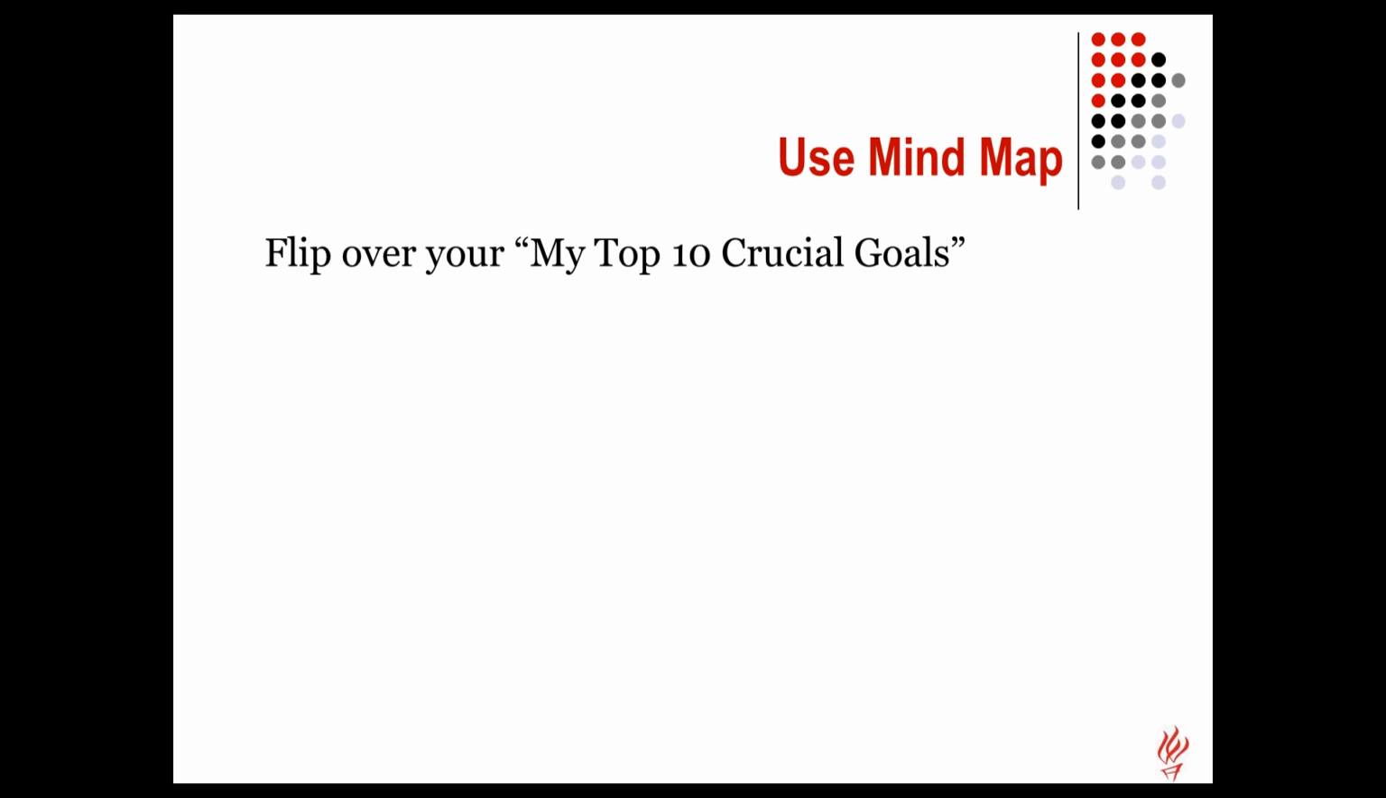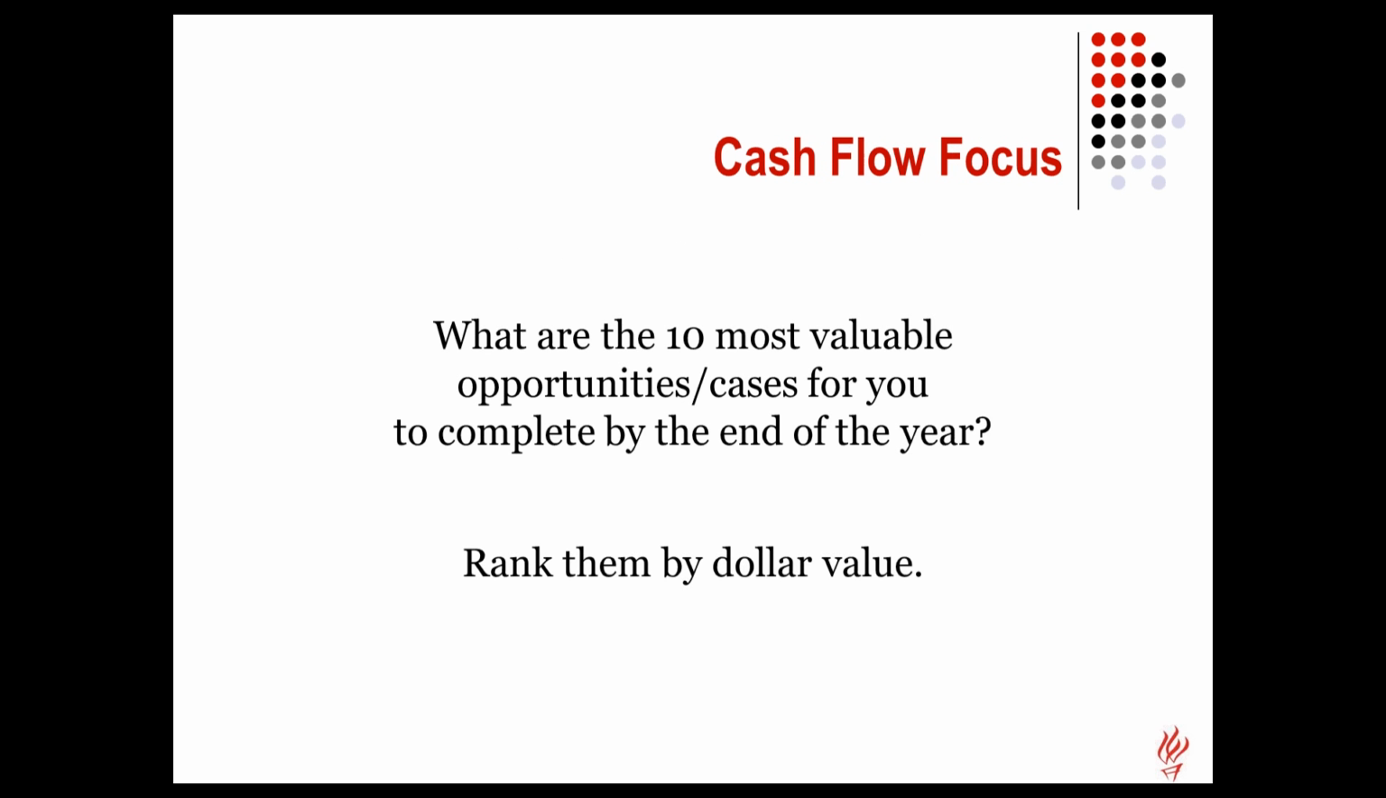So what we did is we flipped over our top 10 crucial goals and we did a mind map. If you're following along, take a piece of paper and divide it into 4 squares, 4 quadrants. In the upper left-hand corner, I want you to put your top 10 most valuable cases for the year. You can just pause the presentation if you want to do this, but I want you to rank them by dollar value. Your most valuable case is number 1, and then your top 10 are identified because these are cases that I want you to crank on and get done by year end.